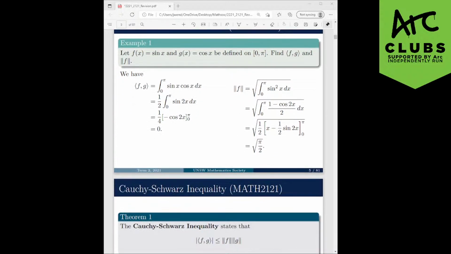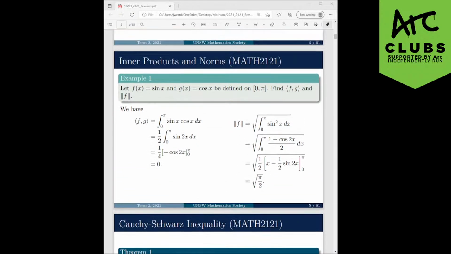So a quick example of the inner product and the norm. We have two functions, sin x and cos x, defined on 0 to pi. Finding the inner product: we take sin x multiplied by cos x, integrating over 0 to pi. Use the double angle formula here. So sin 2x is actually 2 sin x cos x, hence the half hanging around the front. And sin 2x integrates to negative cos 2x over 2, hence the half becoming a quarter, and then just sub in pi and 0. Which evaluates to 0, since cos 2pi and cos 0 are both 1.